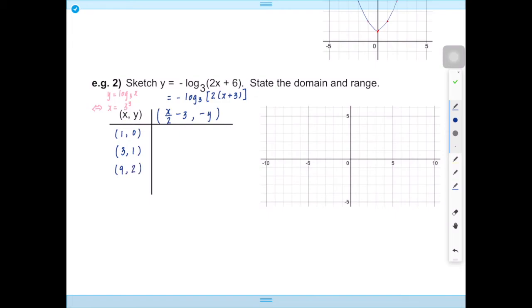Just like that. Applying transformation rules, 1/2 minus 3, negative 5/2, 0. 3/2 minus 3, negative 3/2, negative 1. 9 over 2 minus 3, 3/2. And then negative 2. Okay, very good.